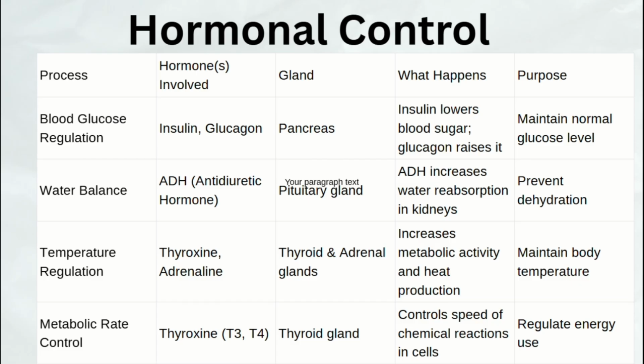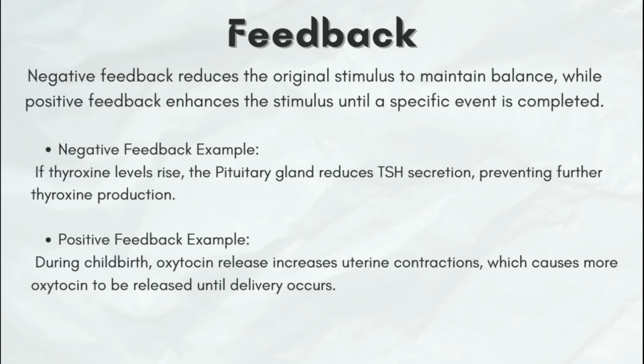Then you have the metabolic rate. You have thyroxine, and that is produced by the thyroid gland, and it basically controls the speed of chemical reactions in the cell, and it regulates the energy use overall.